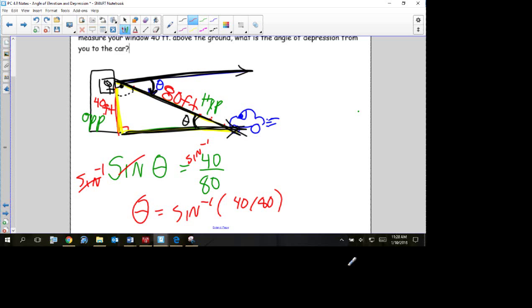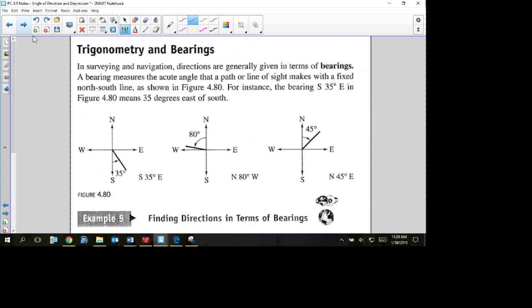It's an easy one, because sine of what angle is a half? 30 degrees. Yeah, we should know that one. But if you didn't know it, like if it wasn't a half, it was like 40 over 79 or something, then you definitely need to type it in your calculator and you should get 30 degrees. Not too bad. You just gotta draw the picture.